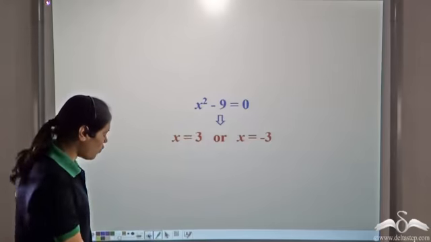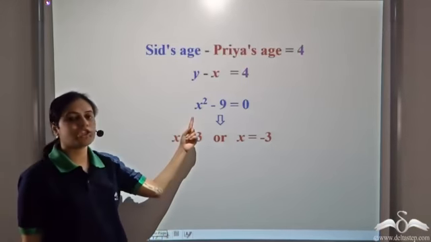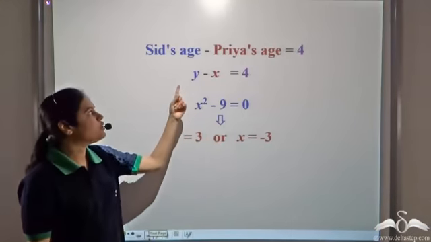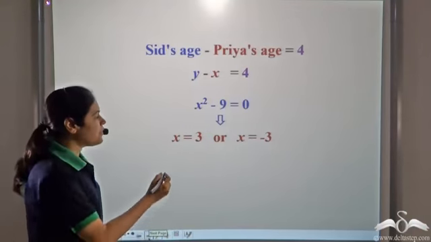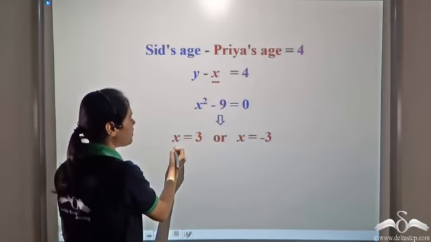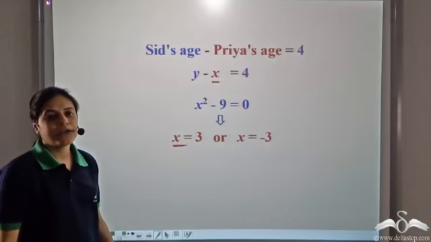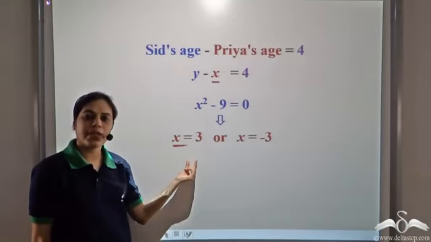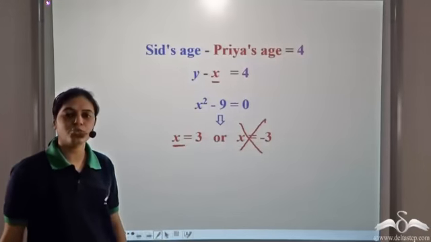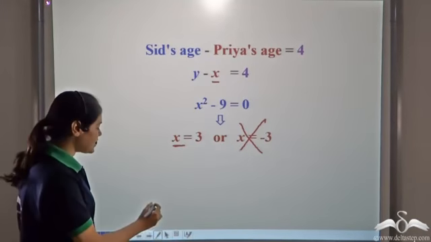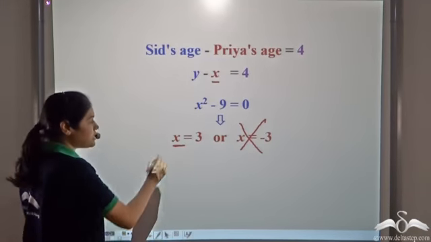Now if you recall, this is the same equation that we had derived using the conditions for Sid's age and Priya's age. We had denoted Priya's age by variable x. Now age cannot be negative. So x is equal to negative 3 is ruled out. So we can say that Priya's age is equal to 3.